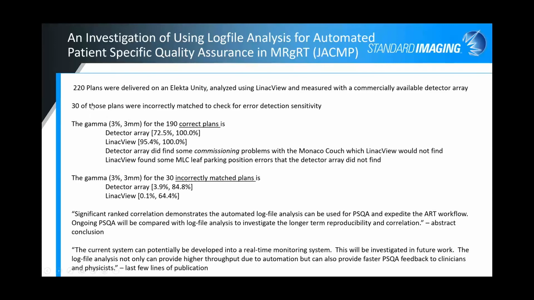So in this case, intentionally 30 of the plans were incorrectly matched to check for the error detection sensitivity. And using a gamma 3%, 3 millimeter for the 190 correct plans, the gamma pass rates range from 72.5% to 100%, or around 95 to 100% for LinacView. So this is the detector array versus LinacView. Since this was early on and during the commissioning phase, the detector array did find some commissioning problems with the Monaco couch, and that would not be found through the log files.